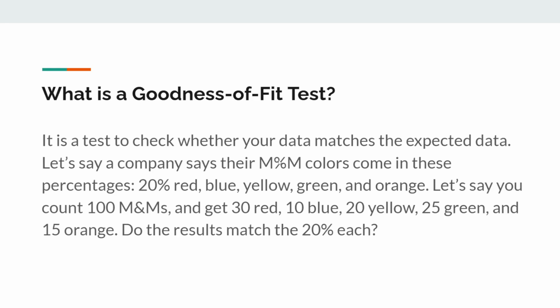But they come in these percentages: 20% red, blue, yellow, green, and orange. So simply put, there's a 20% chance for your M&M to be red. And I don't like the word chance, so I guess I'll say 20% of your M&Ms should be red. So let's say you count 100 M&Ms and you get 30 red. That's 30% red, 10% blue, 20% yellow, 25% green, and 50% orange.